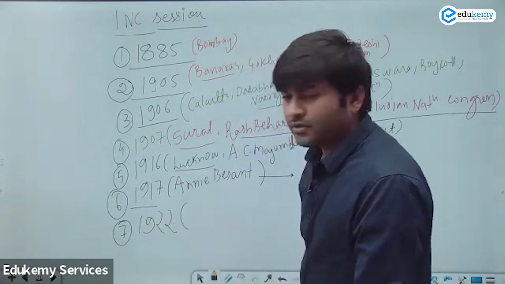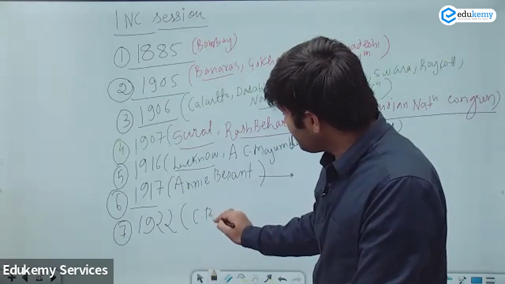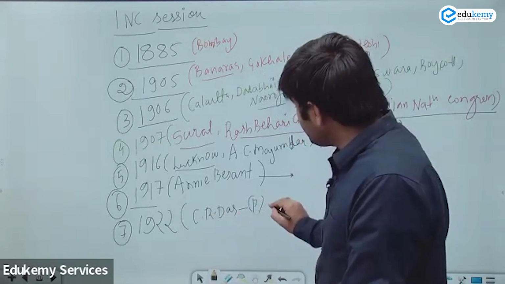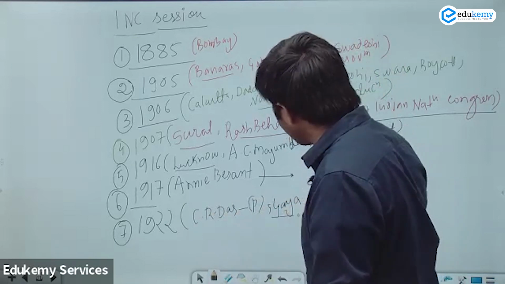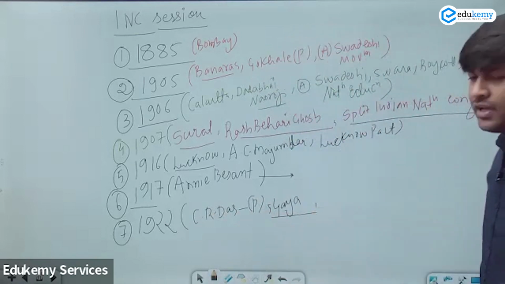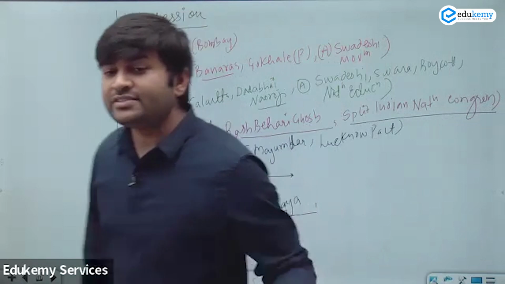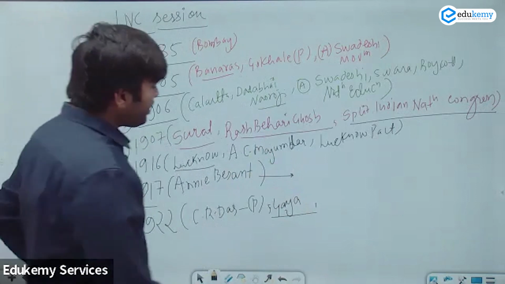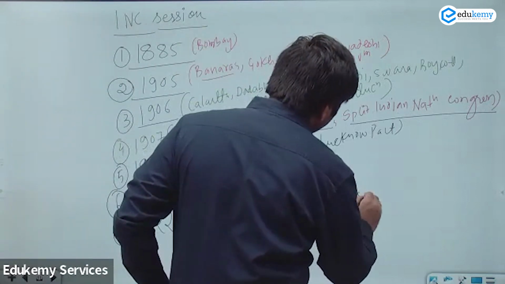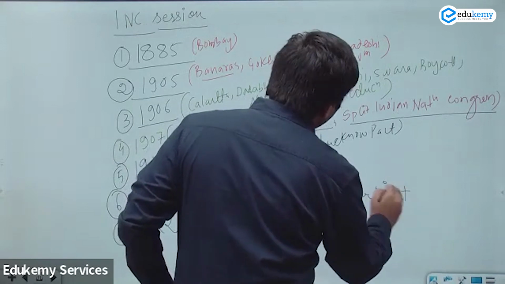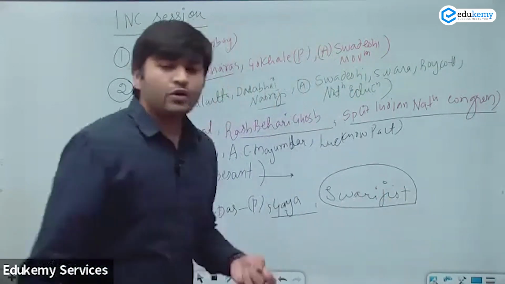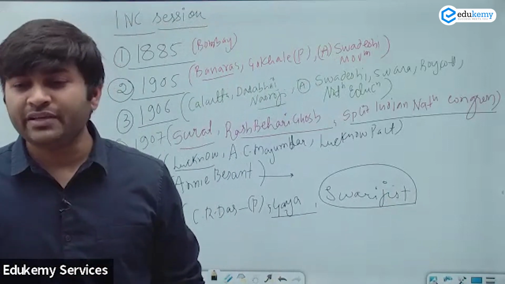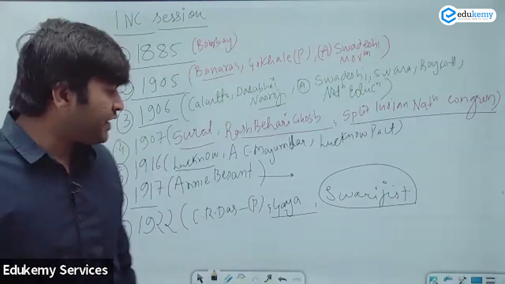1922, C.R. Das. C.R. Das is the president. And here Gaya session, yes, Gaya Congress session happens over here. And what is happening? The Swarajist, he is resigning. CR Das resign कर देते हैं, and along with Motilal Nehru, he is forming a party of Swarajists, where they are emphasizing कि हमें constitutional means से let us enter into the legislative assembly so that we can put our demands in front.